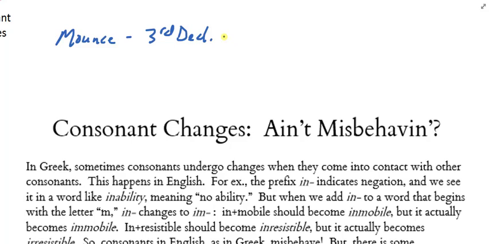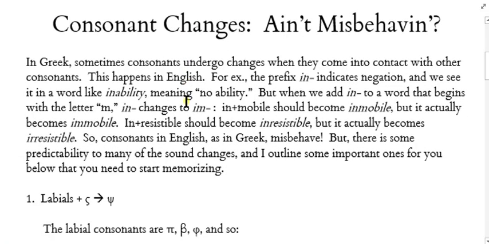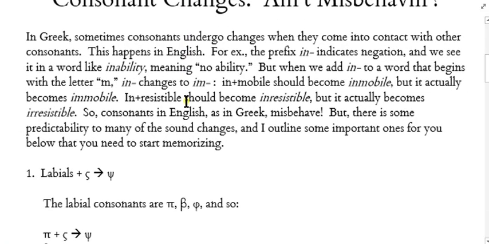And this happens not just in Greek. This happens in a lot of languages. And so it's my privilege to introduce you to some of those in English and then to introduce them to you in Greek. Okay? So this is Mounce chapter 10. Now, in Greek, sometimes consonants undergo changes when they come into contact with other consonants. And this happens in English.